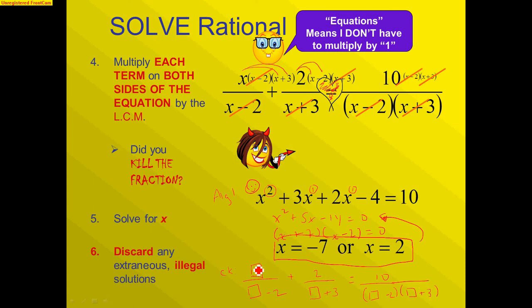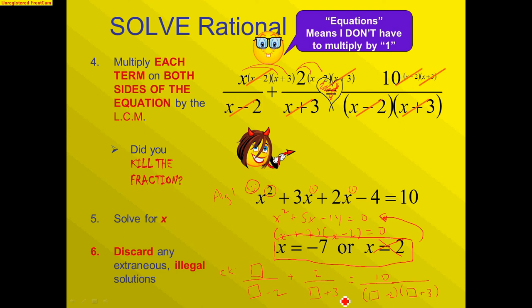So I need to check these. Can you put 2 in for x? Well, sure, you can put 2 into this box, and you can put 2 into this box, and you can put 2 into this box. But you cannot put 2 here. You cannot put 2 here. And if you cannot put 2 into every box, then 2 is your extraneous solution.